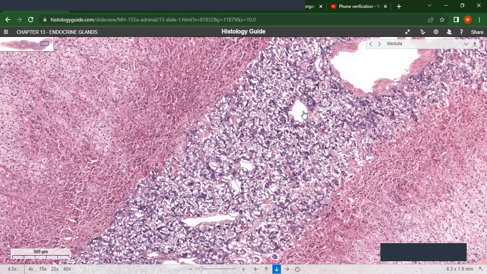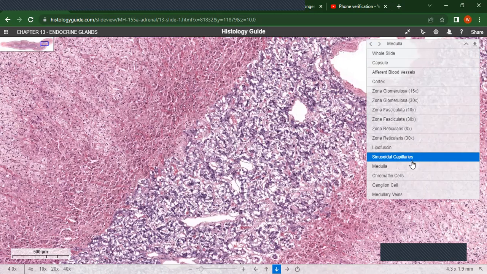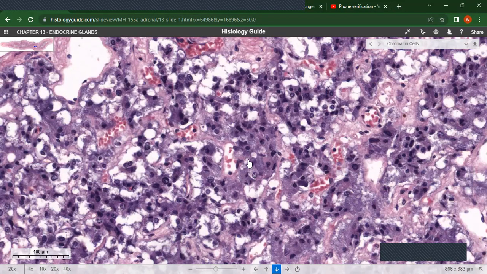You can notice how it has very large vascular channels, like that is a vascular channel. Also this. So it has chromaffin cells. These are the chromaffin cells. Chromaffin cells produce the catecholamines, the epinephrine and the norepinephrine. Adrenaline, that is, and the noradrenaline. But adrenaline is the one which makes up a larger percentage.